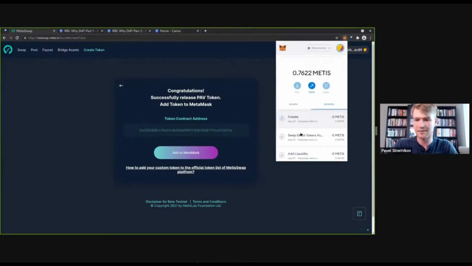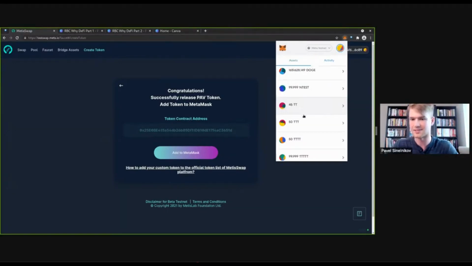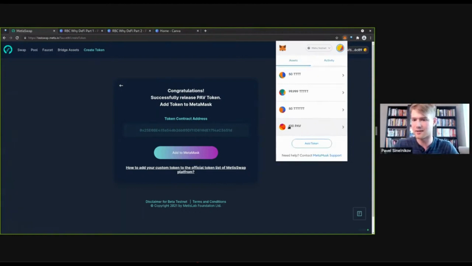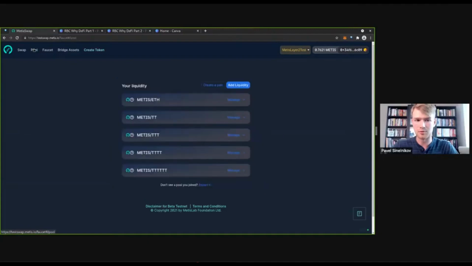And then we have, I'm not sure if you can see that. Yes. Excellent. Okay. So we have our 100 PAV token. But they're not worth anything since we just created it. We can't trade it. It's not available on the open market. So in this case, we're going to go to the pool.